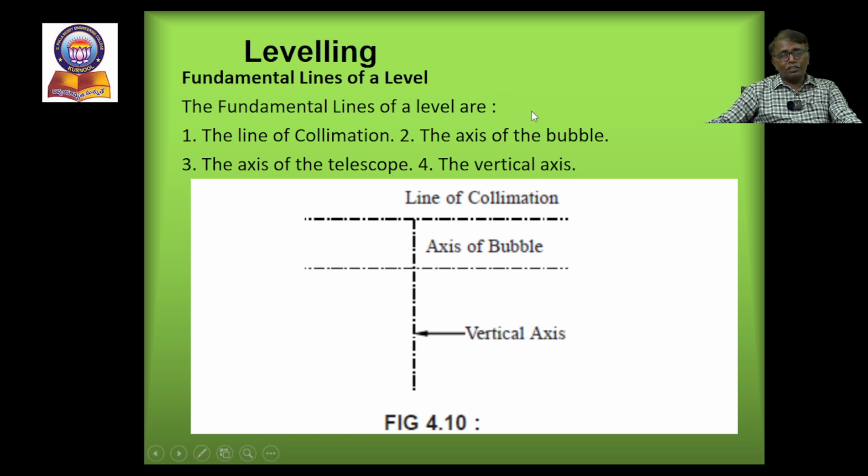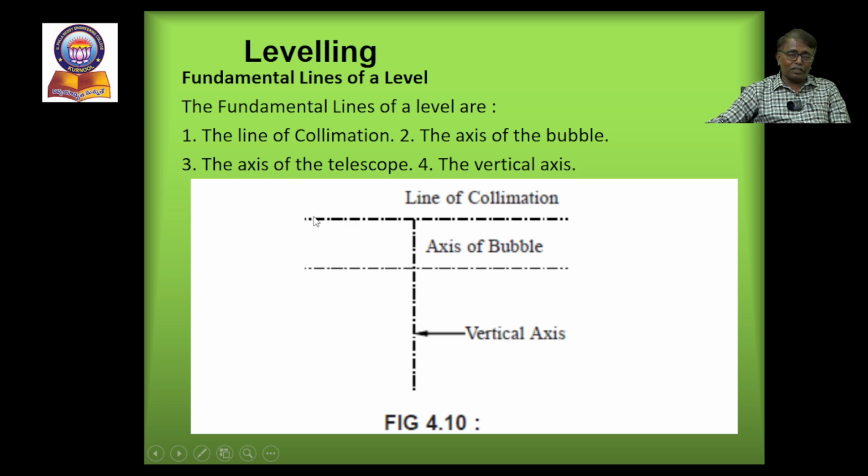Next, after studying the types of levels, we must understand the fundamental lines of a level. There are four fundamental lines of the level. Those are the line of collimation, the axis of bubble tube, the axis of telescope, and the vertical axis. The vertical axis is nothing but a plumb line.